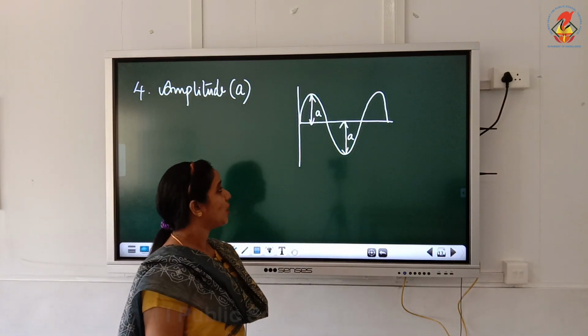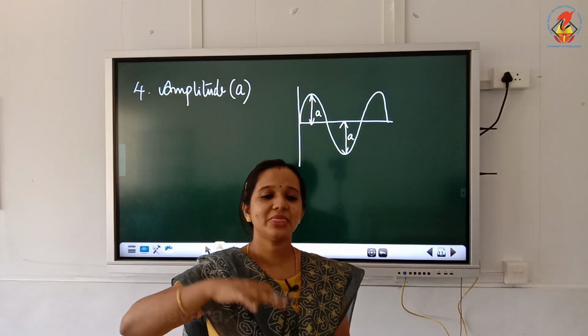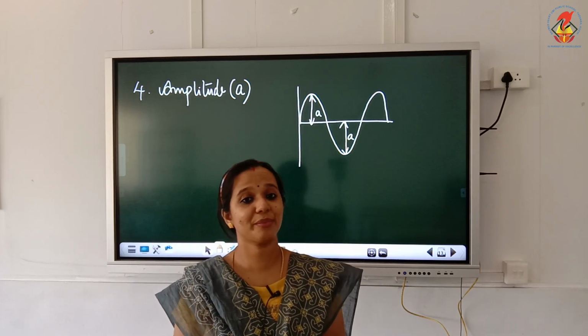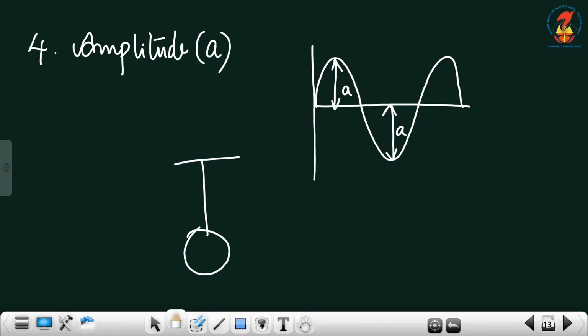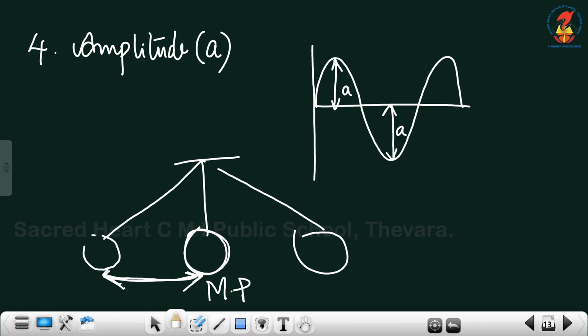Amplitude means, when a particle vibrates, the maximum displacement covered by the particle is called its amplitude. Suppose a simple pendulum is oscillating. This is the mean position. Now, we make the simple pendulum oscillate. The maximum distance covered by the pendulum from the mean position is called amplitude.